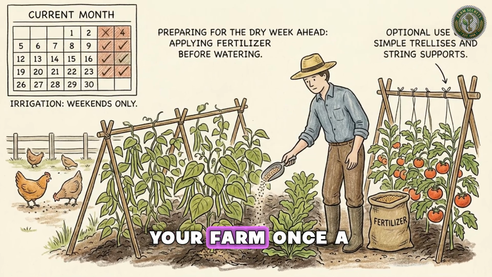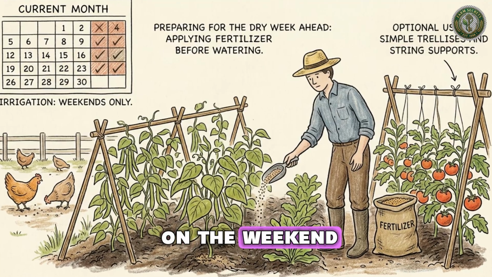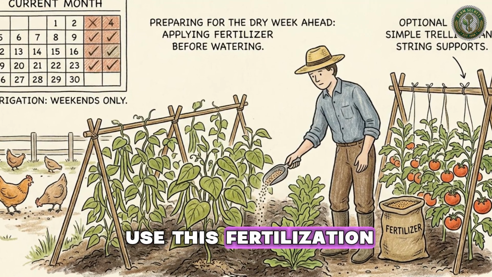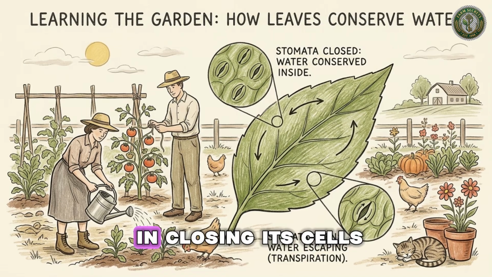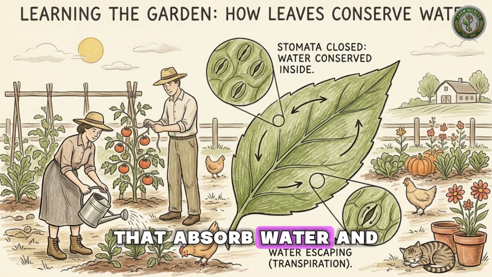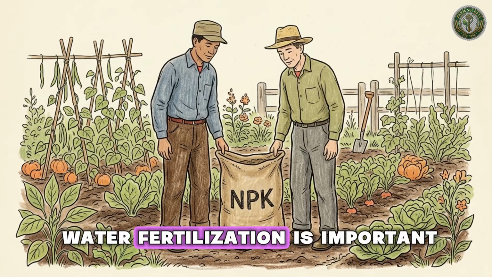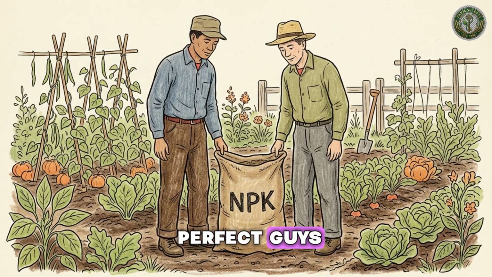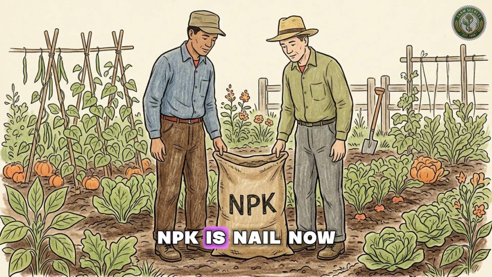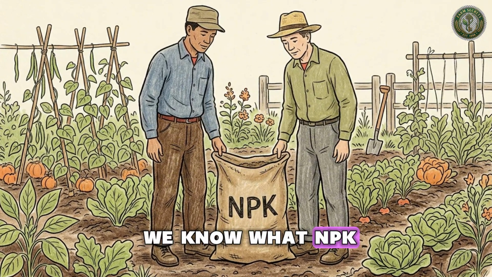If you go to your farm once a week and only irrigate on the weekend, it's important that you use this fertilization. It assists the plant in closing its cells that absorb water and release water to the external environment in order to save water. Fertilization is important. Perfect, guys. NPK. Now we know what NPK is.